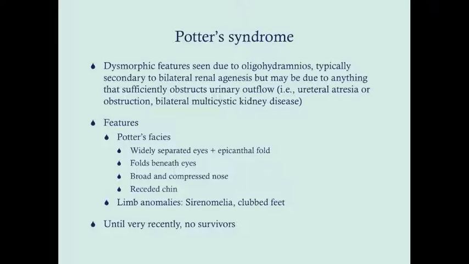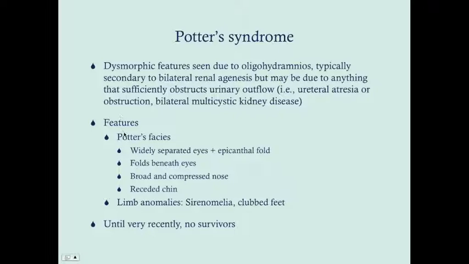So Potter's syndrome is also associated with these dysmorphic features that are seen, and that's due to the compression because there's not enough amniotic fluid. You can think of the amniotic fluid as sort of a cushion for the baby, and so if there's not enough amniotic fluid, the baby's face and limbs will be compressed. And that's typically secondary to bilateral renal agenesis, but it really can be due to anything that sufficiently obstructs urinary outflow. So if there's urethral atresia on both sides, if there's obstruction on both sides, if there's enough obstruction in the urethra, and when we talk about posterior urethral valves, those can be severe enough to cause Potter's syndrome. Or if there's bilateral multicystic kidney disease that affects the function enough, those can all lead to Potter's syndrome.